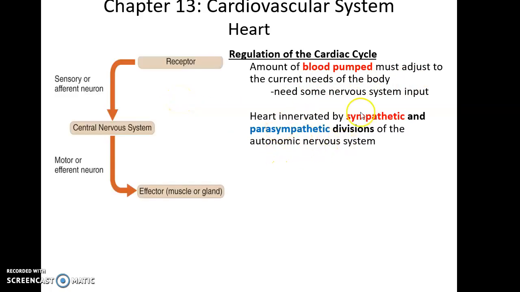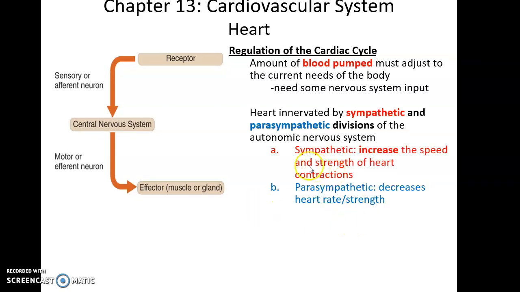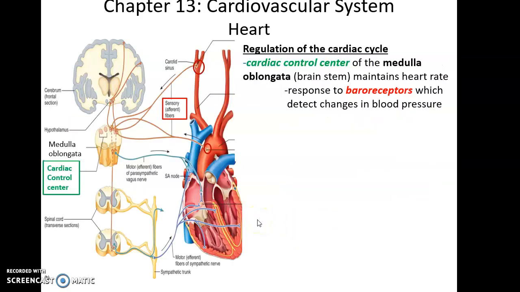So the heart is, of course, innervated by both the sympathetic and parasympathetic divisions of the autonomic nervous system, and there are receptors detecting both the power of the heartbeat and the level of oxygen in the blood and so on, allowing the nervous system to speed up or slow down the heart and cause the heart to beat more powerfully or less powerfully. And again, the sympathetic division increases heart rate and strength of contractions. The parasympathetic division decreases heart rate and the strength of the contractions.